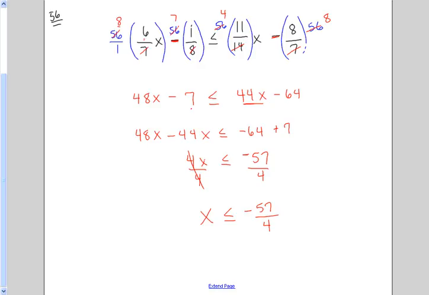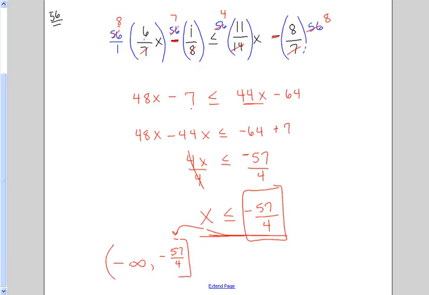Now, if we wanted to type our answer in interval notation, if x is less than or equal to, then the less than part tells me that I would have negative infinity on the left side of my interval notation. And so x could be anything from negative infinity up to -57 over 4, but we can include that number, so we put a bracket. Parentheses around infinity always. You always want to keep your answer as an improper fraction when you type it in your interval notation. You would never want to write it as a mixed number.